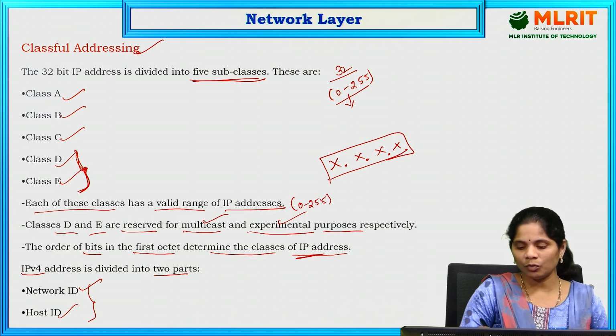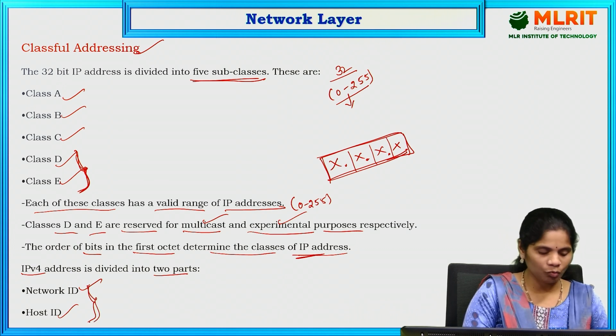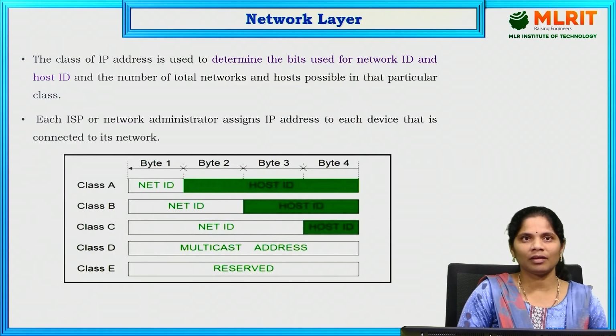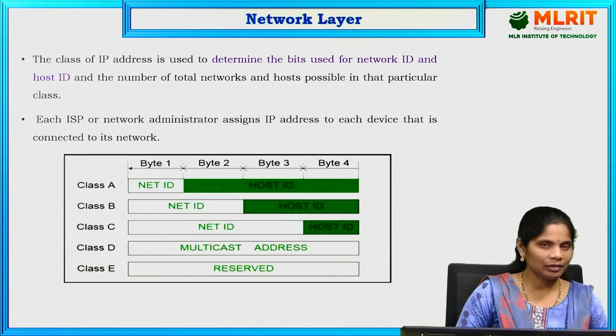So, we are writing a total of 4 parts, right? Whatever IP address is there, we divide it into 4 parts. Again, those 4 parts are divided into 2 parts, that is the network ID and host ID. First, let us see exactly how we are allocating these network and host IDs.